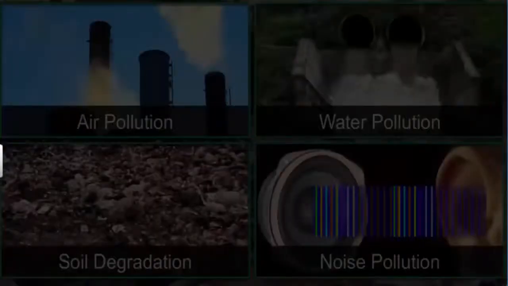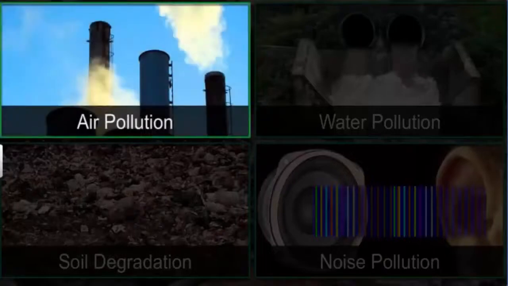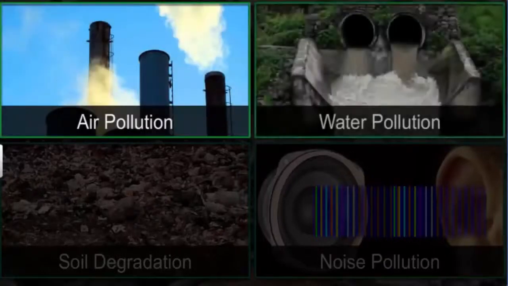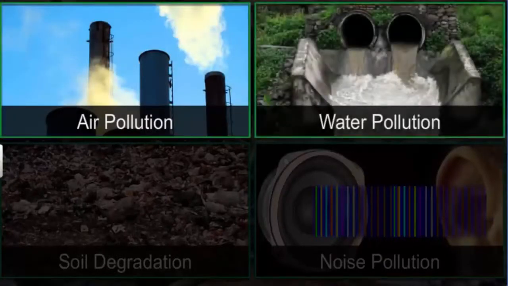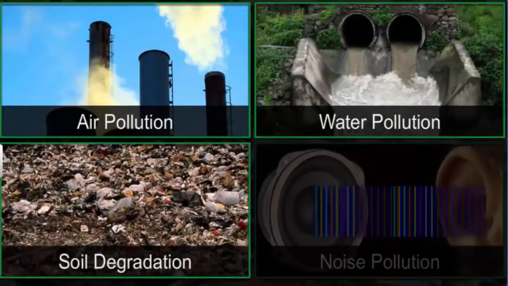Industries cause environmental degradation through four main types of pollution. These are air pollution, water pollution, land pollution or soil degradation, and noise pollution.